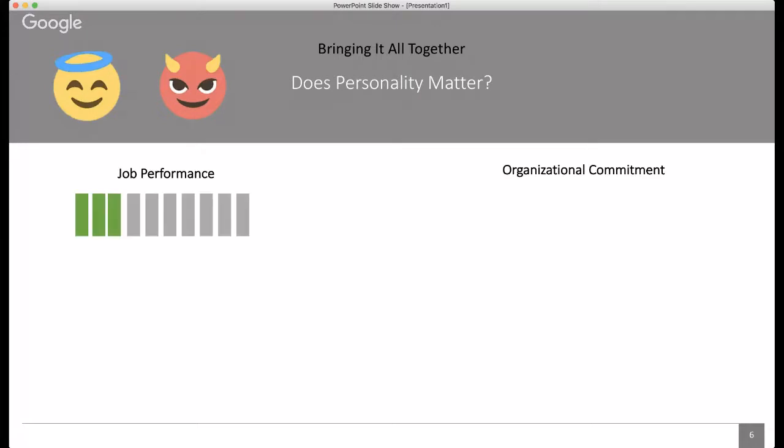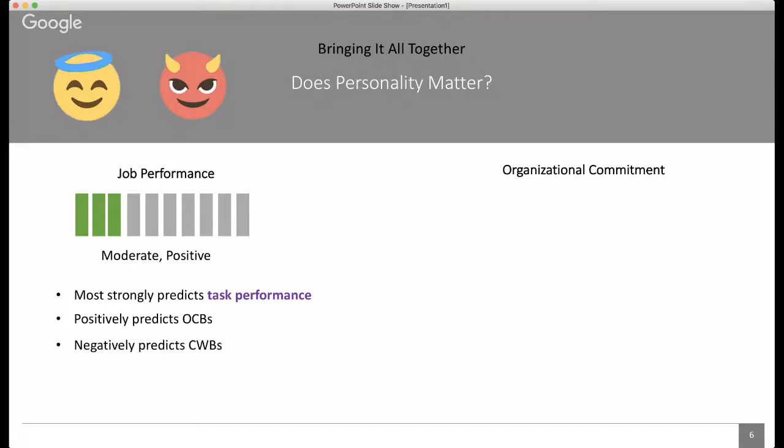So personality and job performance are correlated at 0.3, which is a moderate positive correlation. Overall, when we're looking at different types of job performance, personality is going to most strongly predict task performance, how employees will do on their actual tasks. Personality is also positively related to citizenship behaviors. So if you're more conscientious, you're going to be more likely to help the other people around you in the workplace. Similarly, if you're more conscientious, you're going to be less likely to engage in those counterproductive work behaviors.